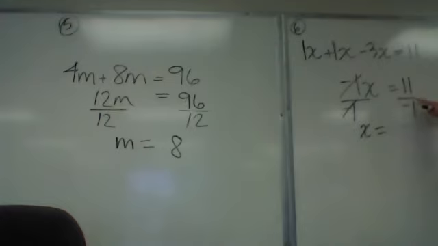equals 11 divided by negative 1. What happens when you divide something by negative 1? Its sign does what? Changes, right? If you divide by a negative, it's going to change that sign. So it's just going to be negative 11. Okay?